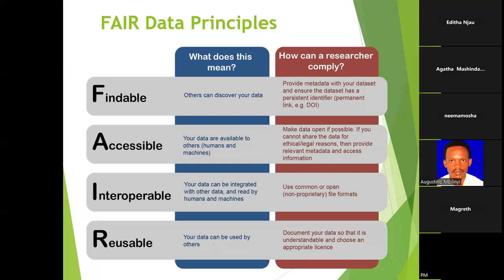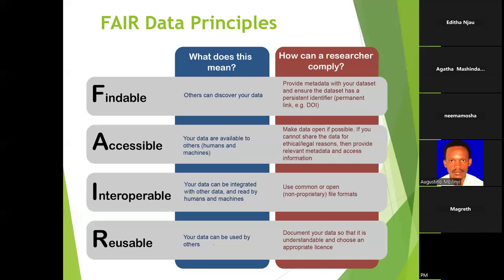How can researchers comply with this? For findable, provide metadata with your data set and ensure the data set has a persistent identifier permanently linked, for example, a DOI, digital object identifier. Once you want to store your research data, you make sure you link it with the identifier by which someone can find the data easily.